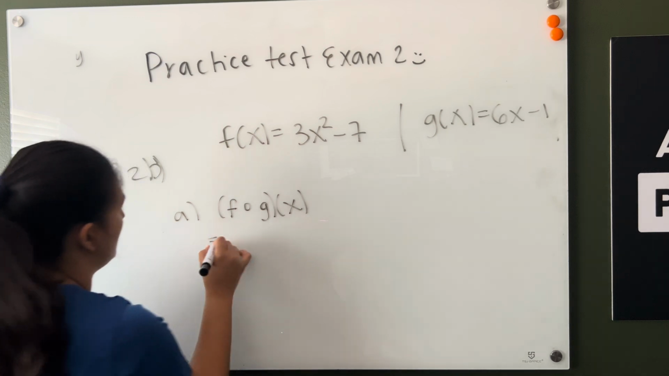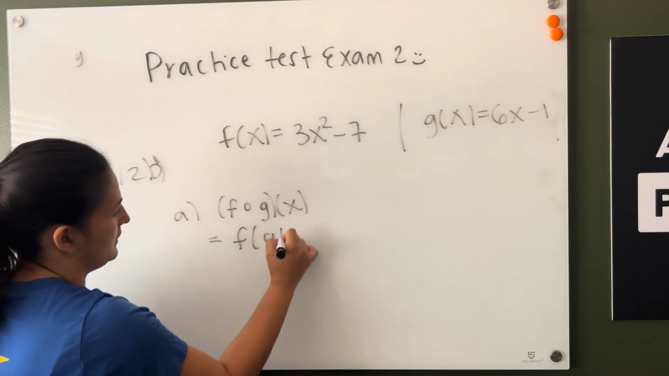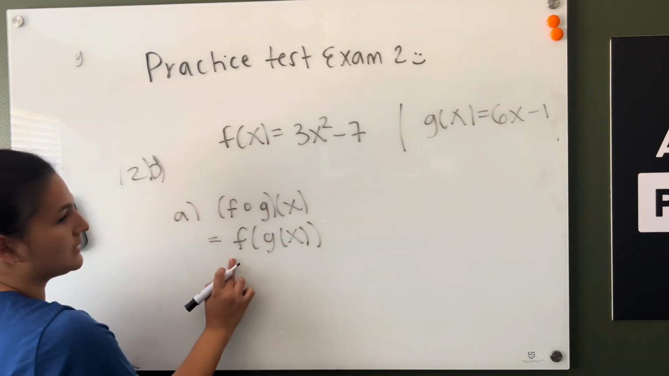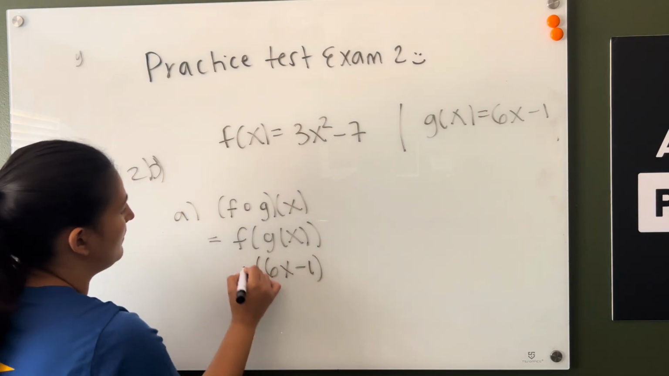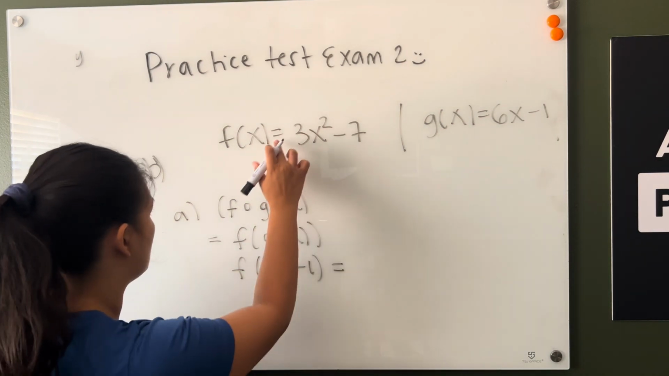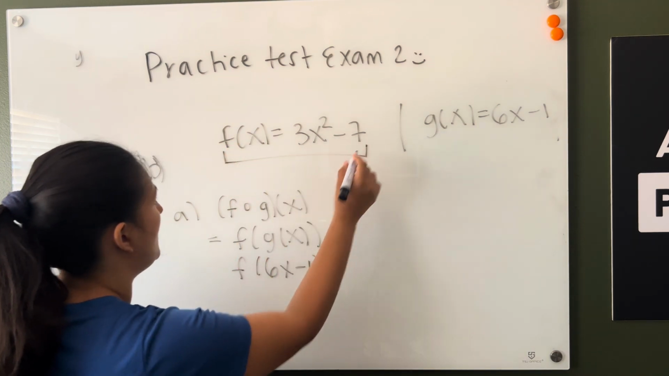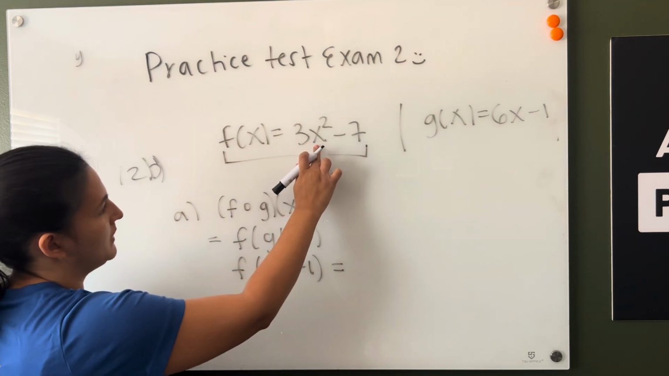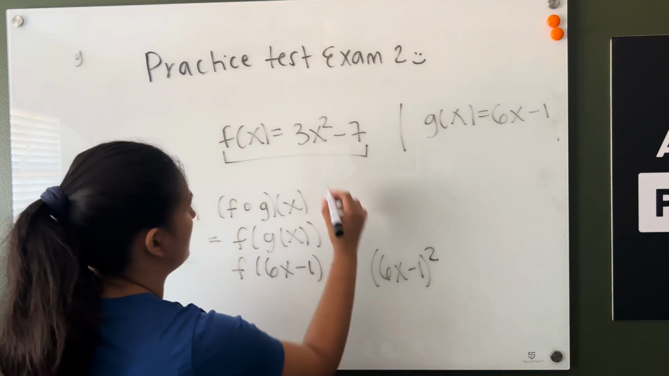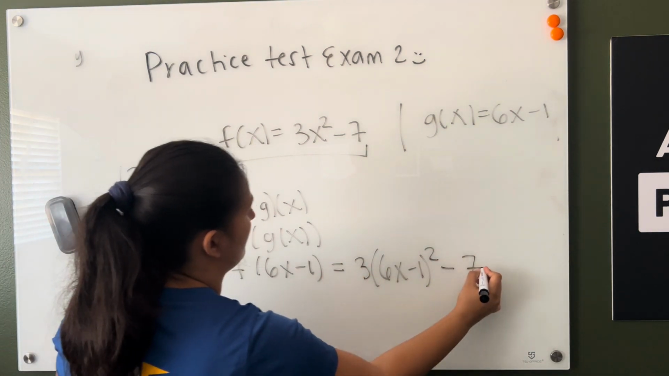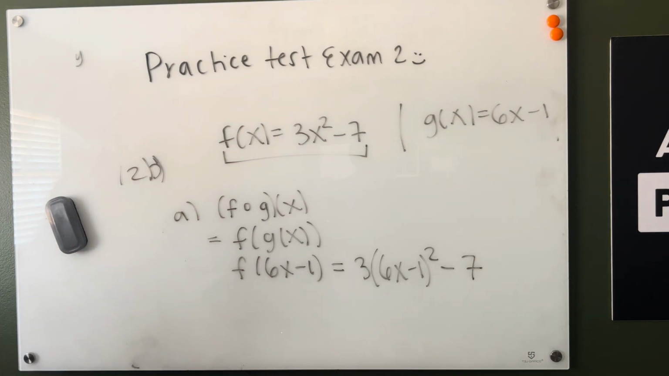Okay, if it's written like this, you write this as f of g of x. So basically plug in g of x into f. So g of x is 6x minus 1. Plug it into f. Okay, so plug it into this function. So this function says whatever gets plugged in, square it, multiply by 3, subtract 7. Okay, so all I have to do is solve it out.